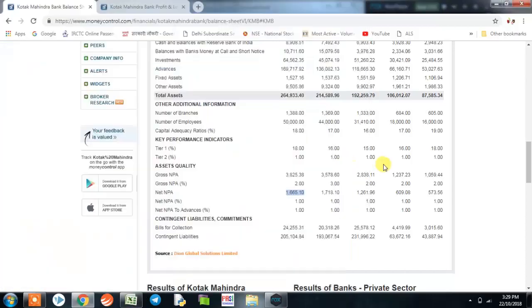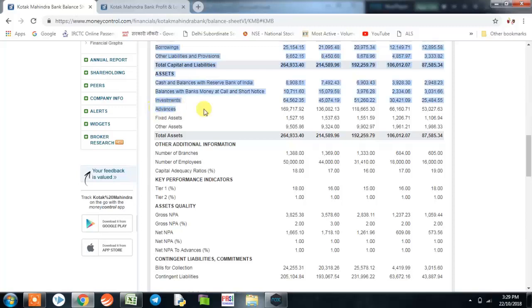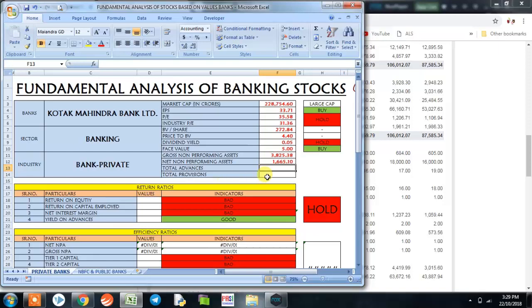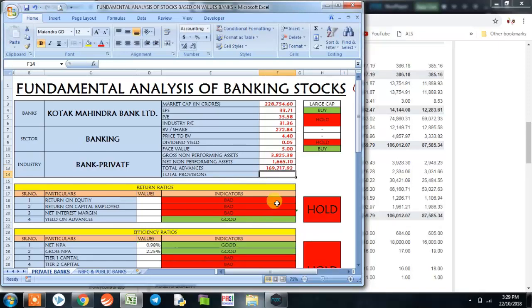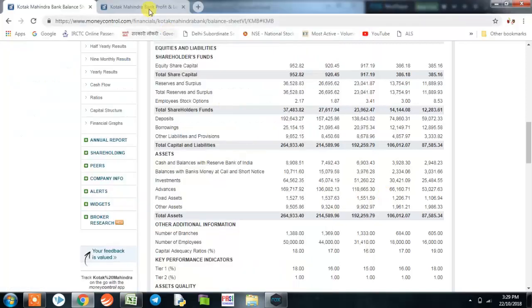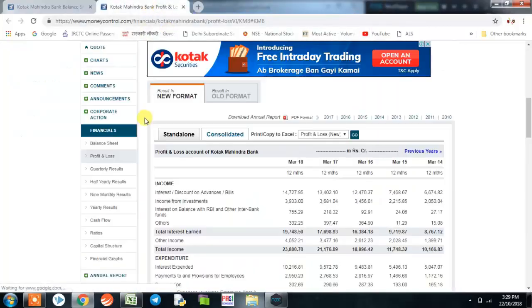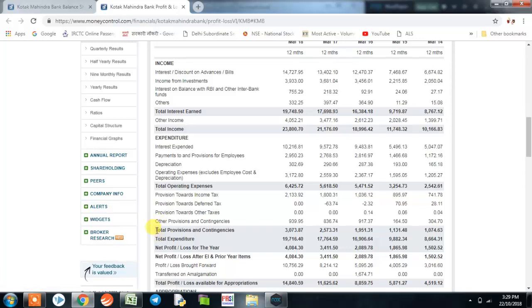1665.10. Total advances is 169,717.92. And the total provision is what we could get from the profit and loss statement. Total provisions is 3073.87.